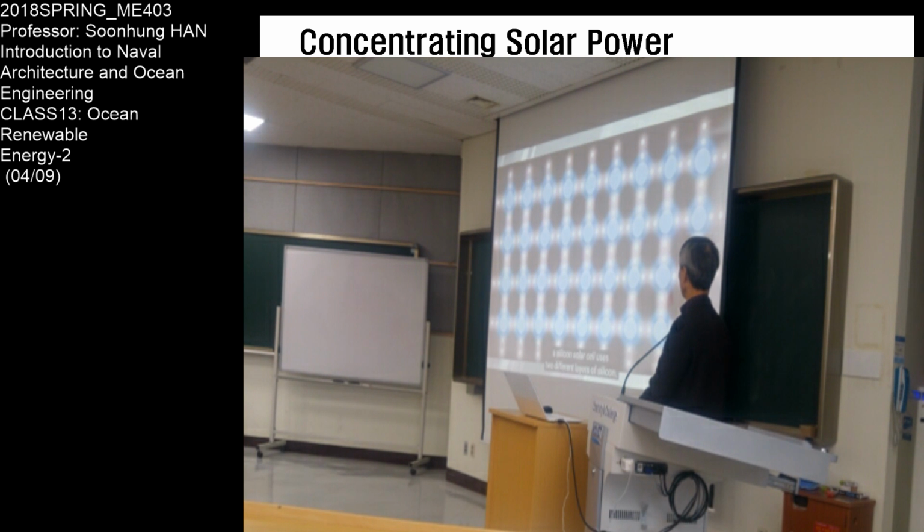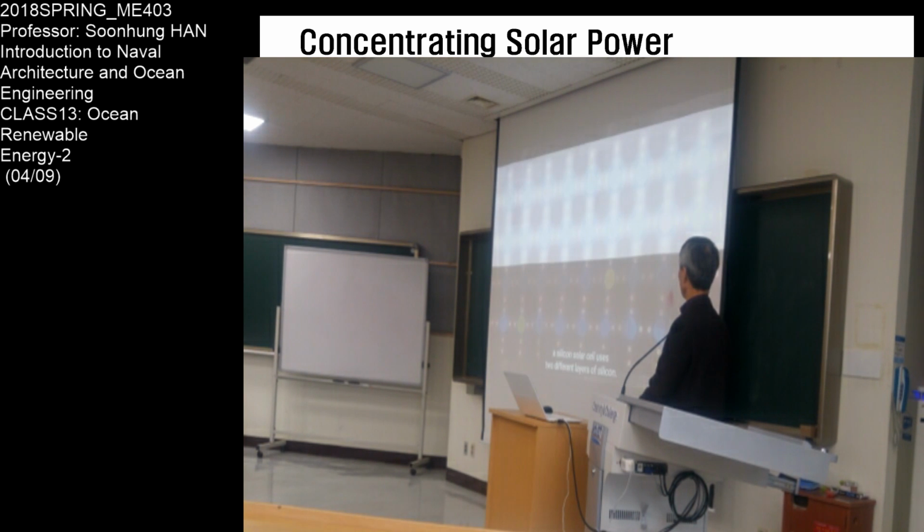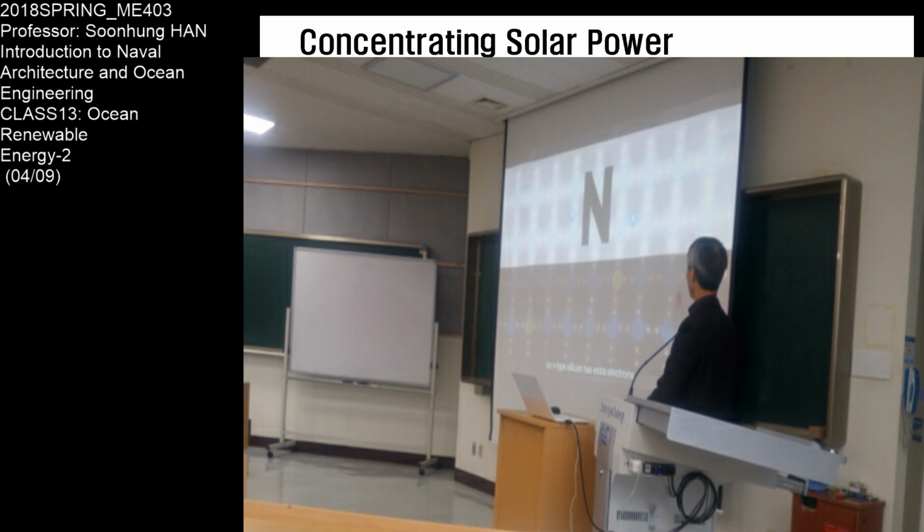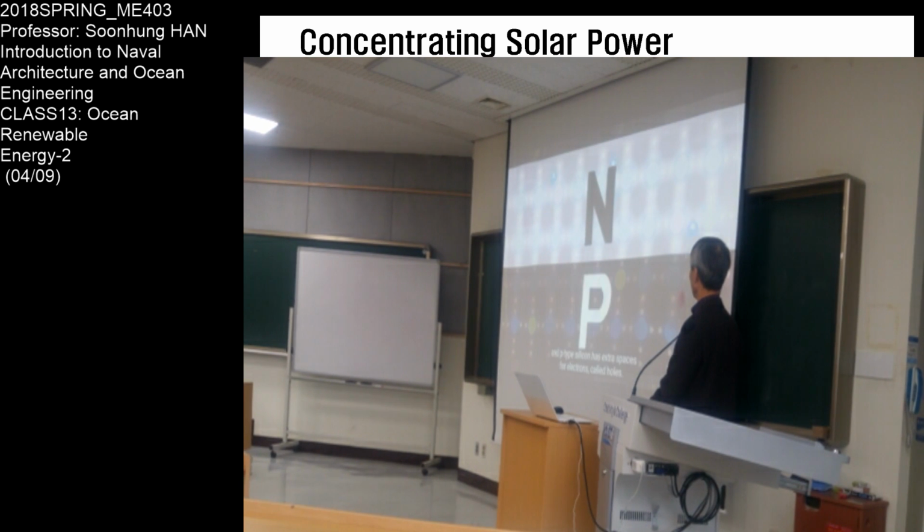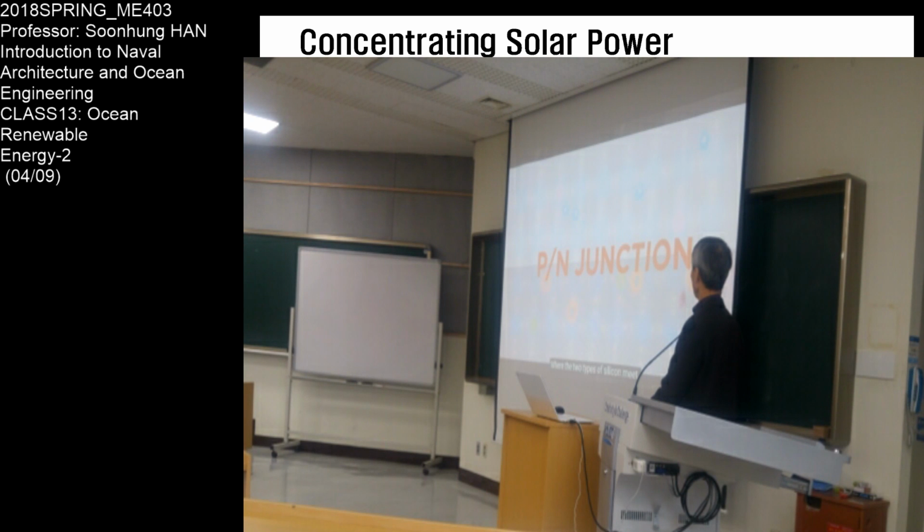Here's the key. A silicon solar cell uses 2 different layers of silicon. N-type silicon has extra electrons, and P-type silicon has extra spaces for electrons, called holes. Where the 2 types of silicon meet, electrons can wander across the P-N junction, leaving a positive charge on one side and creating a negative charge on the other.